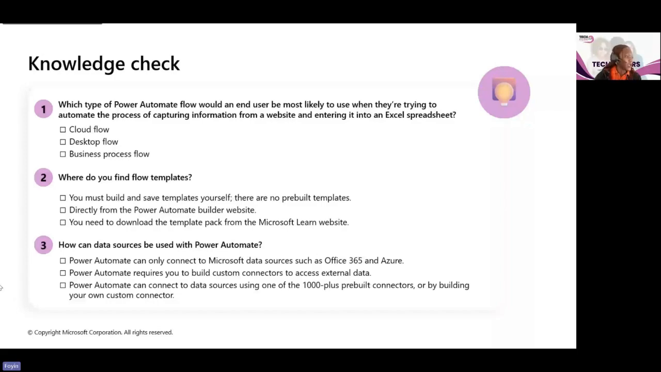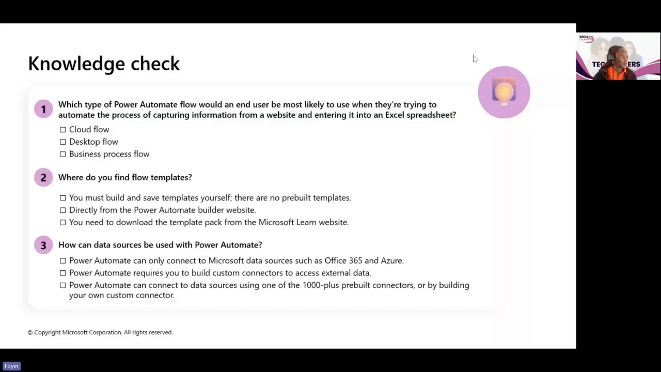All right. Then, how can data sources be used with Power Automate? So we say Power Automate can only connect to Microsoft data sources. Is that true? Power Automate requires you to build custom connectors to access external data, or Power Automate can connect to data sources using one of the 1,000 plus pre-built connectors, or by building your own custom connector. C. Fantastic. I'm happy, excited. We have all been listening and we got all the answers.